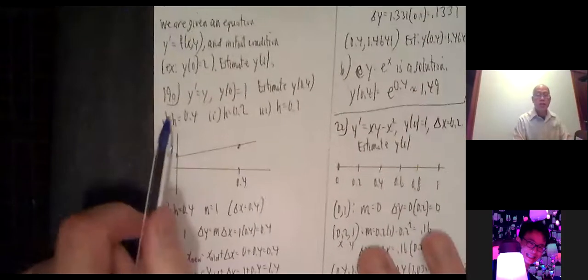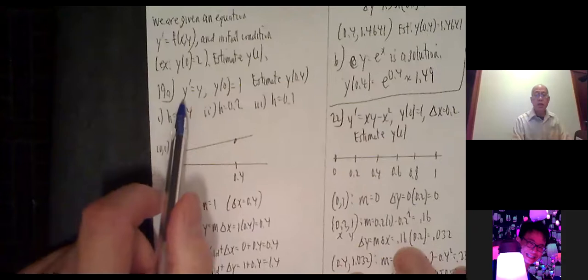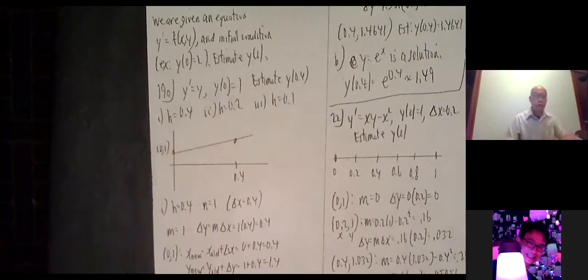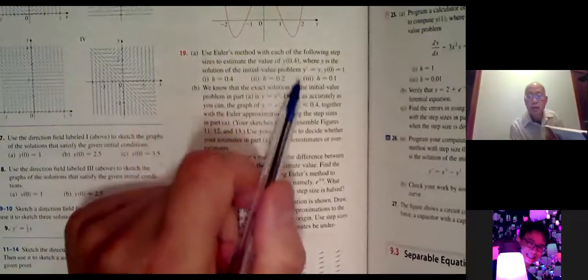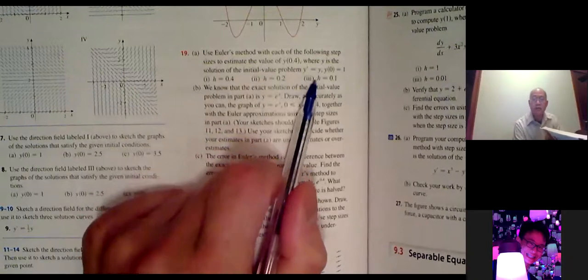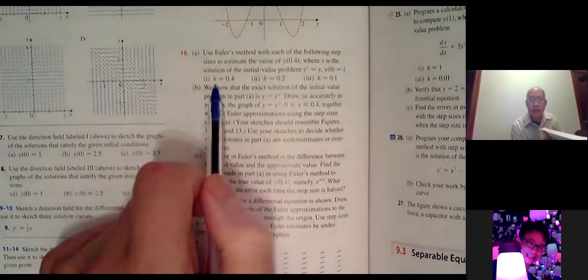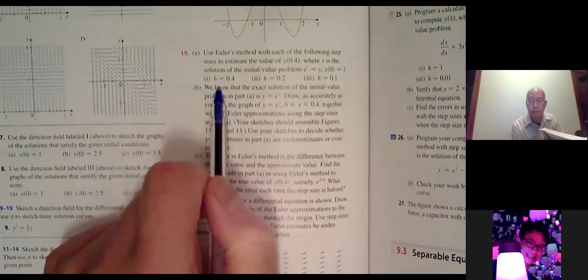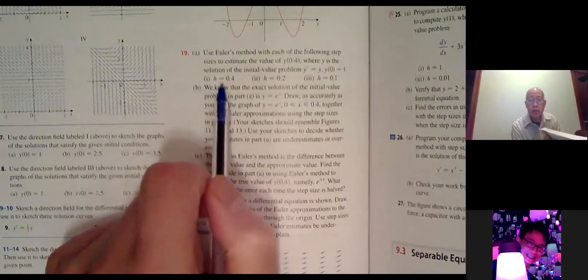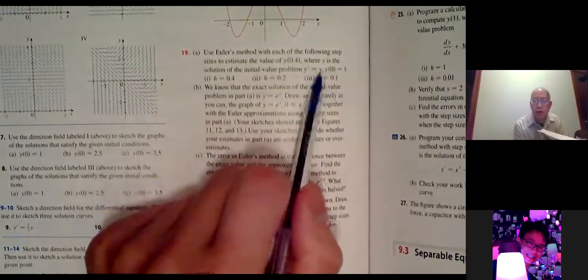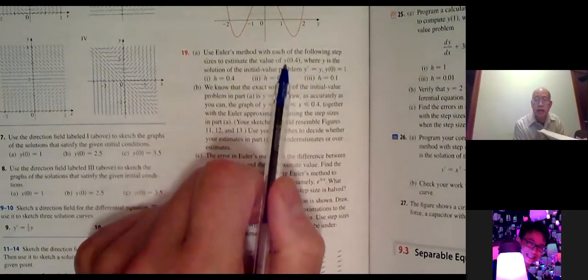So for 19a, you have a very easy differential equation. Y prime equals y, and y of 0 equals 1. Estimate y of 0.4. So y prime equals y. That's my differential equation. This one's very easy. You start at y of 0 equals 1. You say, what's h? H is the same as delta x. It's a tiny change in x. 0.4, 0.2, 0.1. So you're starting at 0, comma 1. You want to estimate what happens at 0.4.